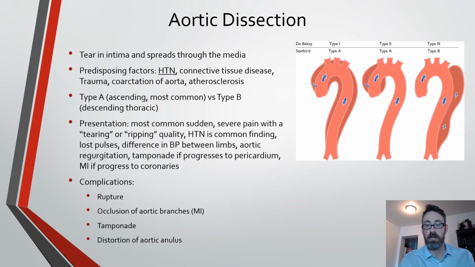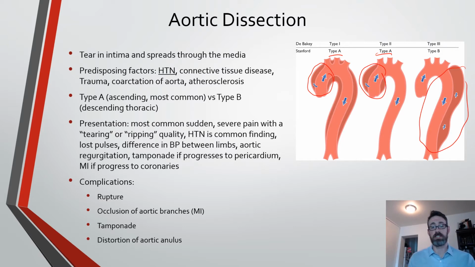So here is type A, and you'll see there's two visualizations of that. And you'll notice that if it's involving the ascending at all, whether it's just the ascending or the ascending and the descending, we'll still call it a type A because by definition it's type A if the ascending is involved at all. If on the other hand it's just the descending, it's not involving the ascending at all, we refer to this as a type B, and it affects medical management, which is why we want to know. Okay.